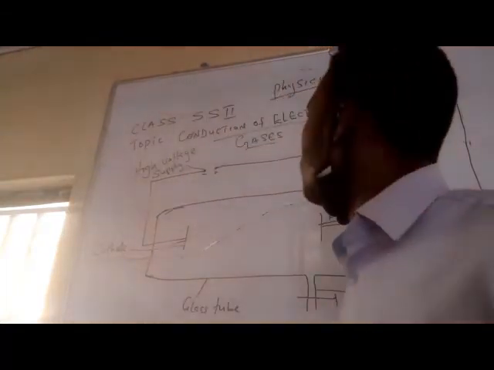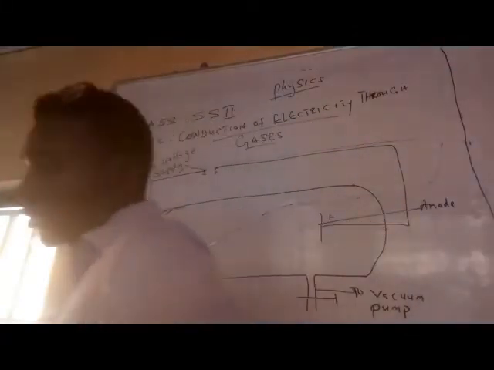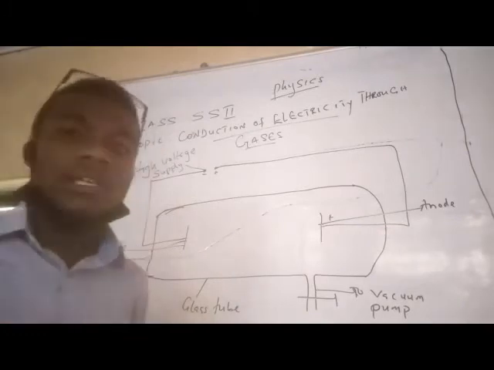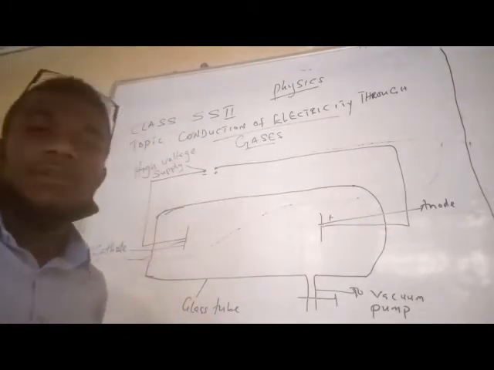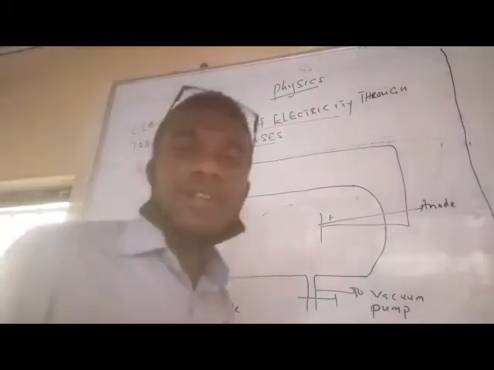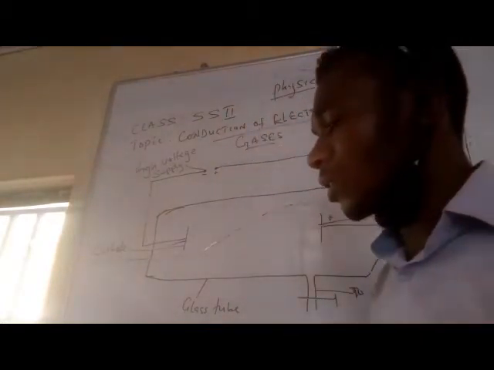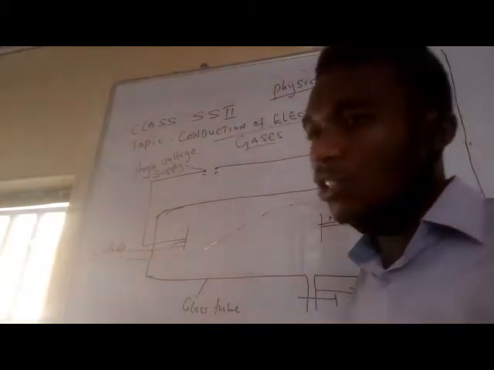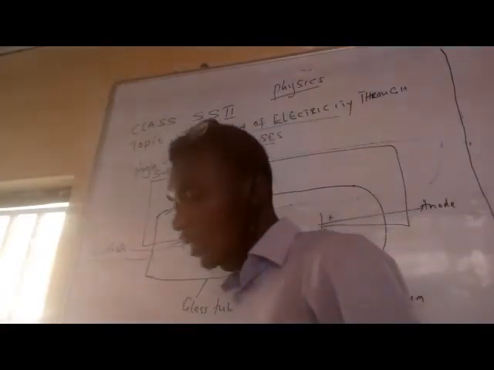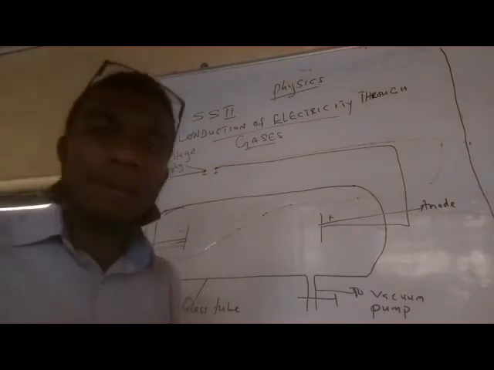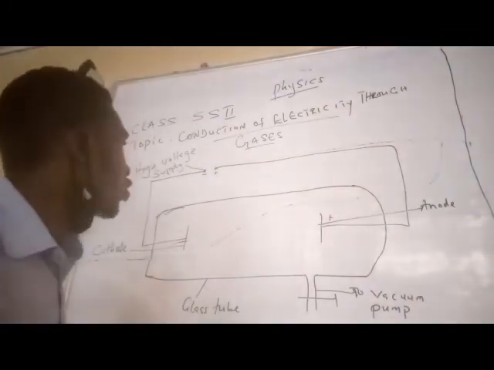Today we're going to be looking at conduction of electricity through gases, which is partially like a continuation of electrolysis, because electrolysis is the conduction of electricity through liquid. But today we'll be talking about conduction of electricity through gases. We can remember that in our last class we said we can study the conduction of electricity through liquid using a voltameter. But in today's case, we're not going to be using a voltameter. What we use to study the passage of electricity through gases is what we call the discharge tube.